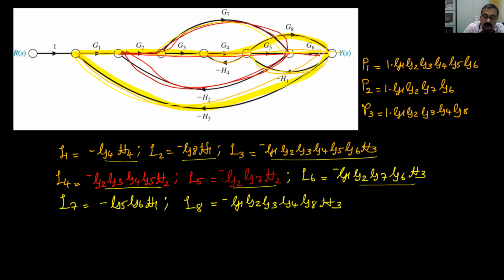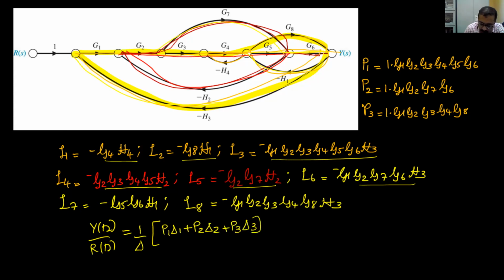So what will be our Mason's gain rule in this case? Y of s by R of s will be what? 1 by delta into P1 delta 1 plus P2 delta 2 plus P3 delta 3. Okay. So what is delta? Delta means 1 minus sum of all individual loop gains. That means L1 plus L2 plus etc. plus L8. Okay. Plus what? Sum of gain product of all possible combinations of two non-touching loops.